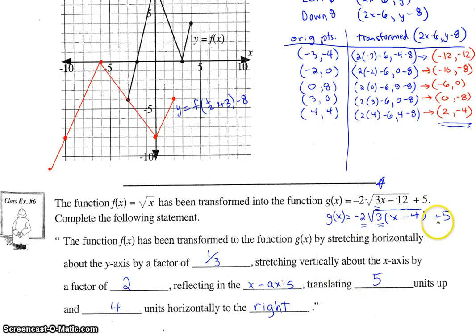Okay, finally, translate 5 units up and 4 units. We would have got that wrong had we not factored out the 3. 4 units to the right. Okay, x minus 4, opposite of what you think, so that would be to the right. All right. Good job, everyone.